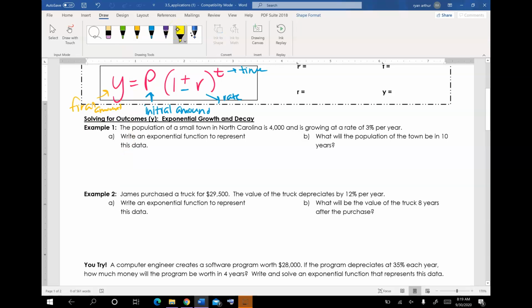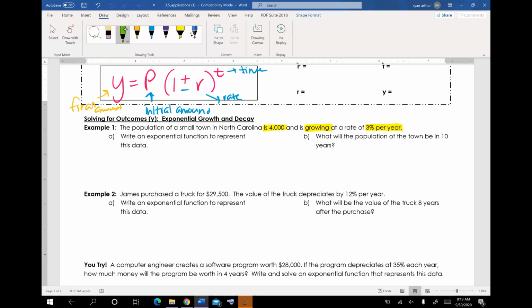So the population of a small town is 4,000 and is growing. That means I'm going to use plus, at a rate of 3% per year. So that means my year is in time. Part A says write an exponential function to represent this data. So we're going to write an exponential function only knowing these three things, and that's fine because we're not solving anything. We're just writing an equation.